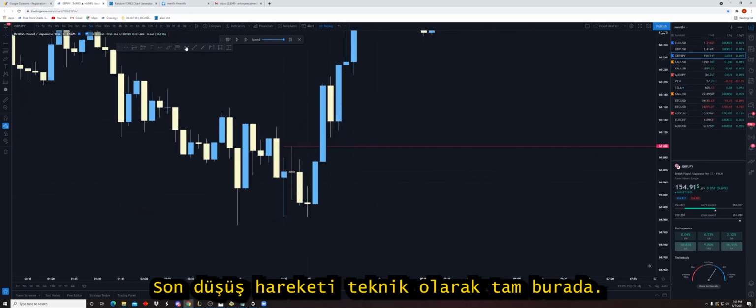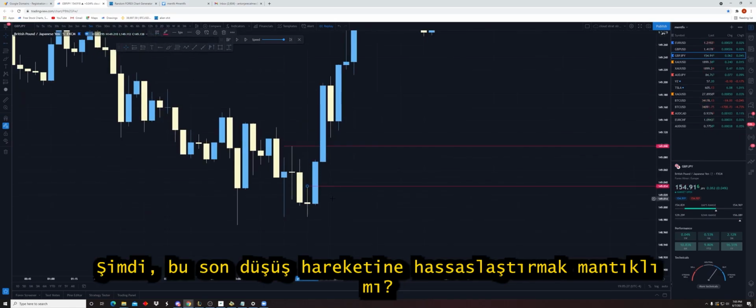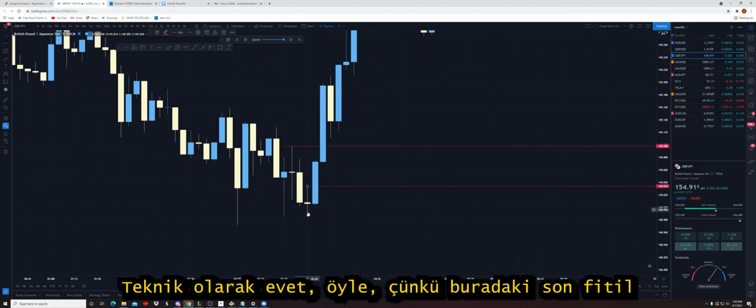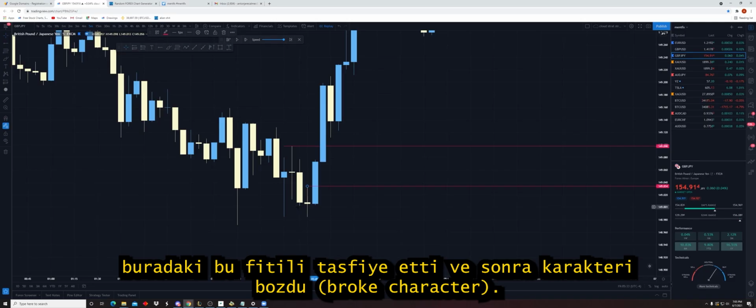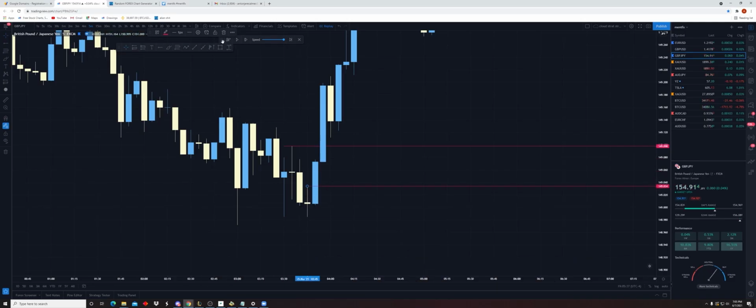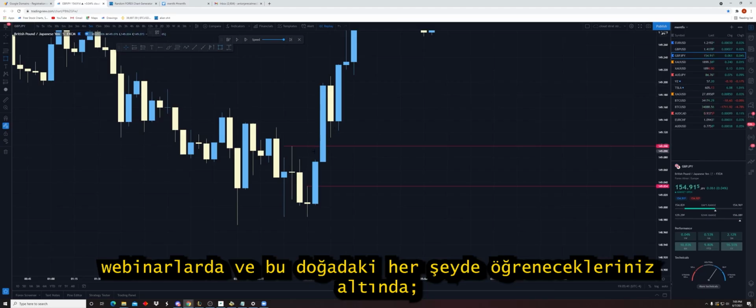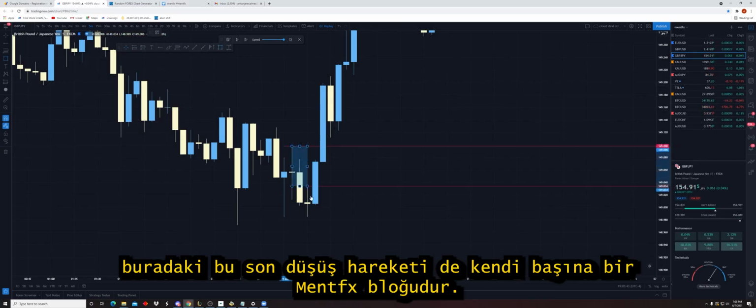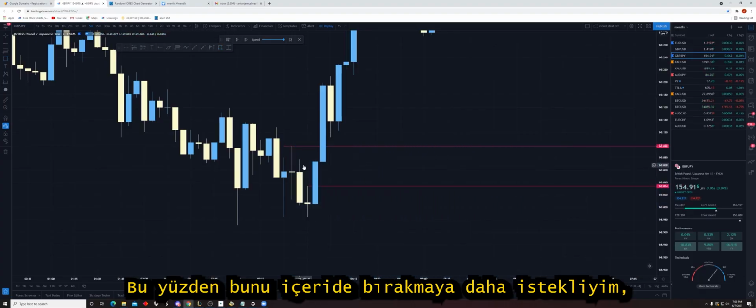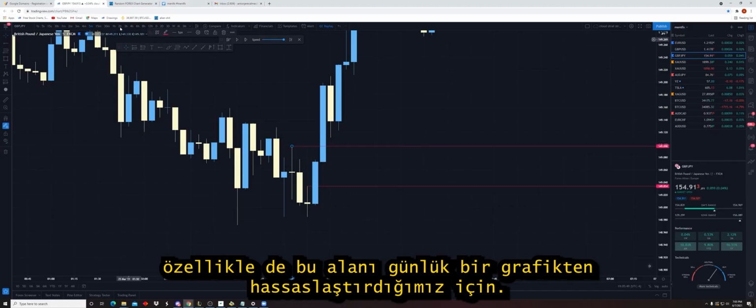The last down move is technically right here. Now, does it make sense to refine to this last down move? Technically, yes, it does, because this last wick here liquidated this wick here and then broke structure. So this could still be a test, but under what you've learned in the other sections and what you will learn over the webinars and everything of that nature, this last down move right here is also its own MentFX block. So I'm more willing to leave this in, especially since we've refined this area from a daily chart.